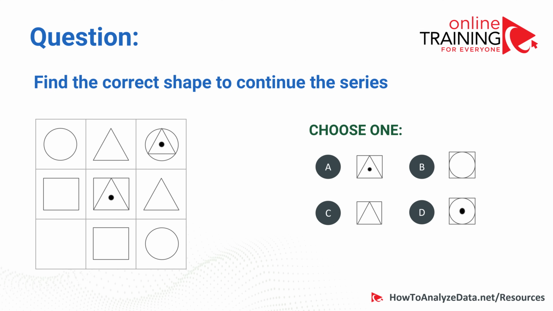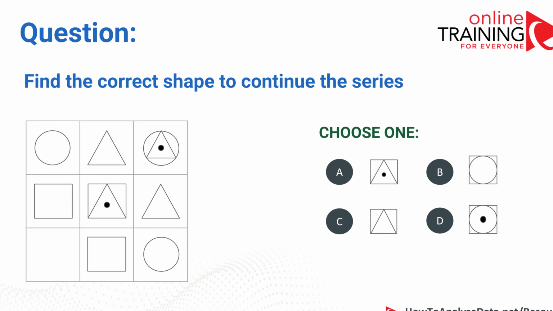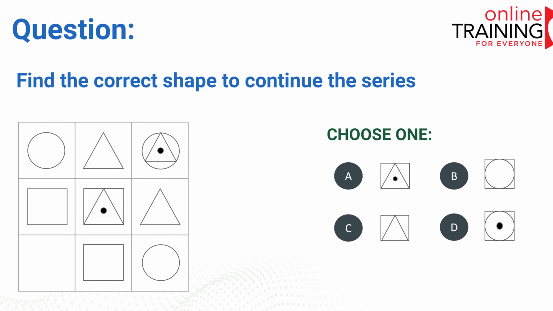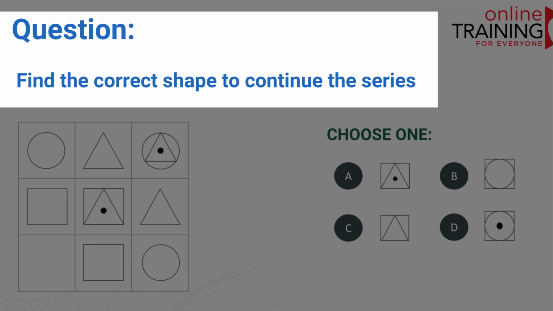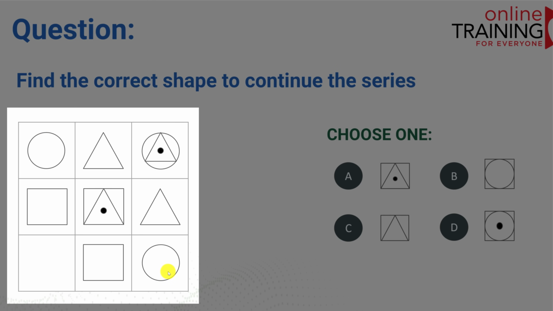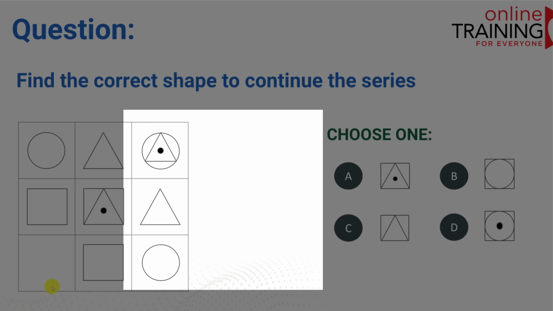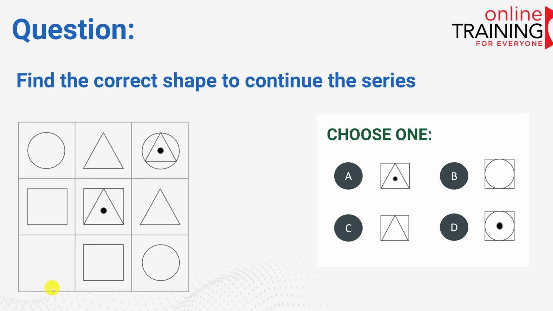Let's look at a question which is frequently used as part of numeric reasoning tests and aptitude tests. Find the correct shape to continue the series. You're presented with a 3x3 box, which contains multiple shapes, and one shape is missing in one of the boxes. There are 4 choices. Can you detect which one is the correct one?